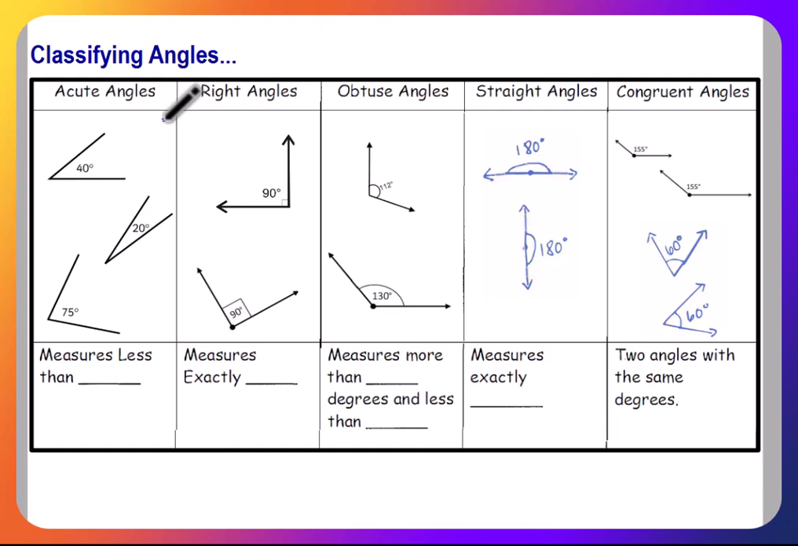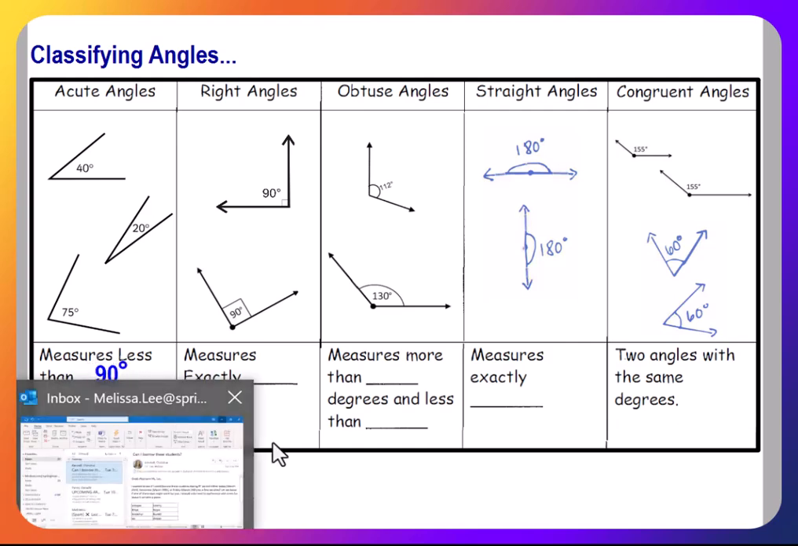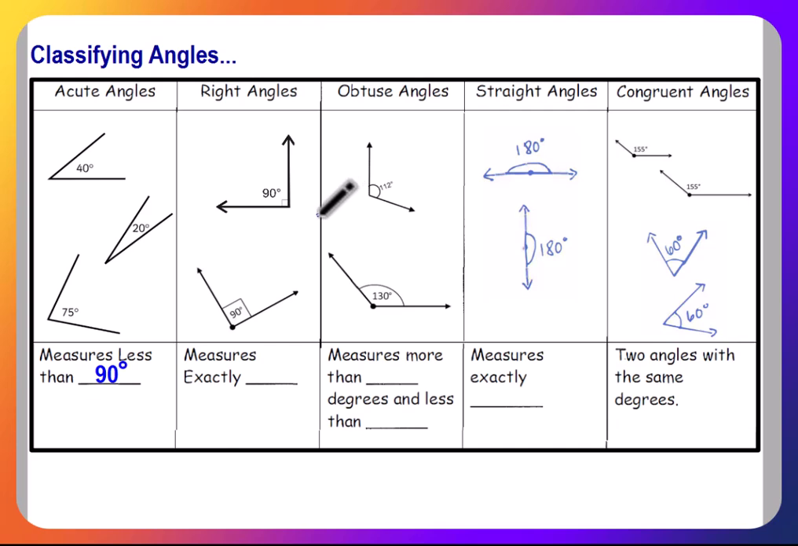Okay, so acute means that it's going to measure less than 90 degrees. A right angle are those angles that form corners, and a lot of times they will have a little box in them, and these angles measure exactly 90 degrees. And then obtuse angles are angles that measure more than 90 degrees but less than 180 degrees.